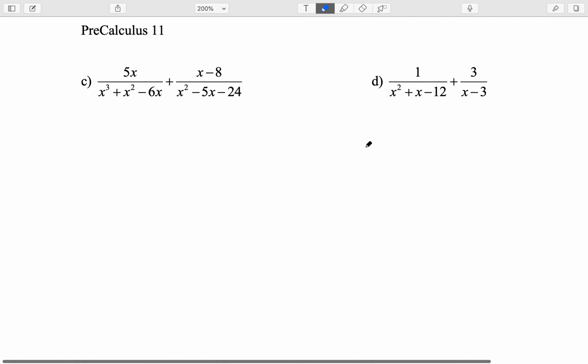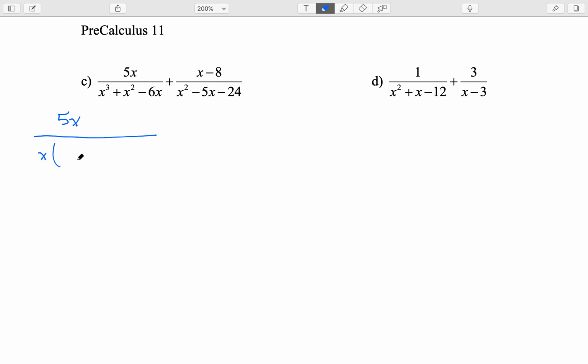Yikes, this one looks a little bit bigger, but notice I've got an x on the top and an x cubed on the bottom. If I factor out, I can simplify this thing first. That's what I'm going to do. So the top is 5x. What is the bottom? Factor out x, and I'm left with x squared plus x minus 6. Recognize that? That's a trinomial. Two numbers multiplied to 6, so it's got to be 6 and 1. No. 3 and 2? Yes.